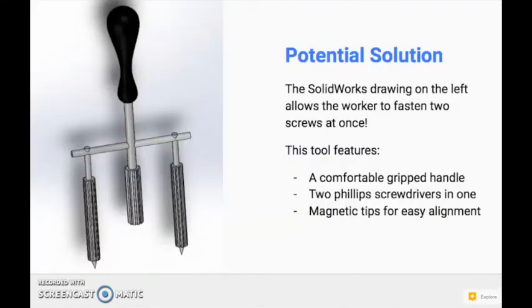Continuing with the previous idea of only 2 screws in the flashlight, we came up with this solution. It is a screwdriver that features a comfortable grip handle, 2 Phillips screwdrivers in one, and magnetic tips for easy alignment. What this solution has to offer is it allows the employees to handle the smaller screws less and align them easier.